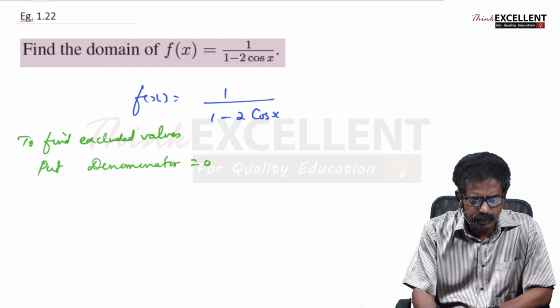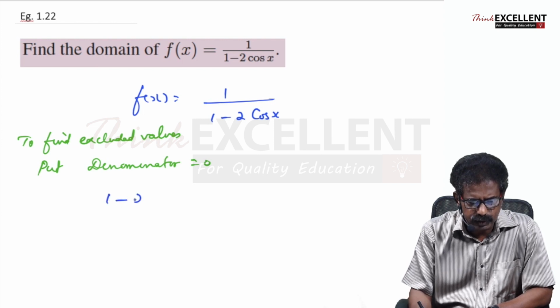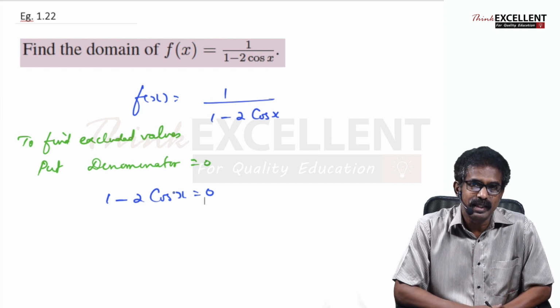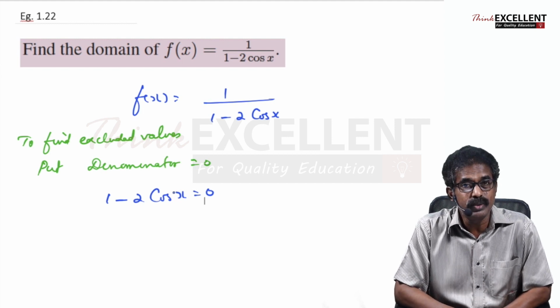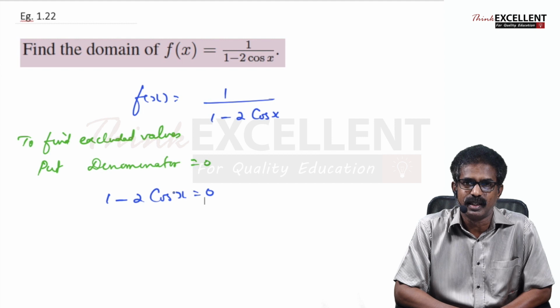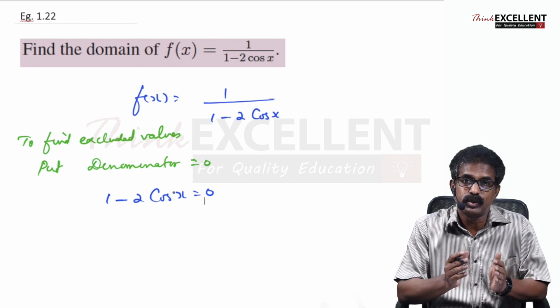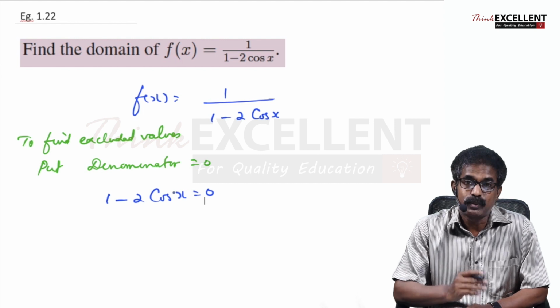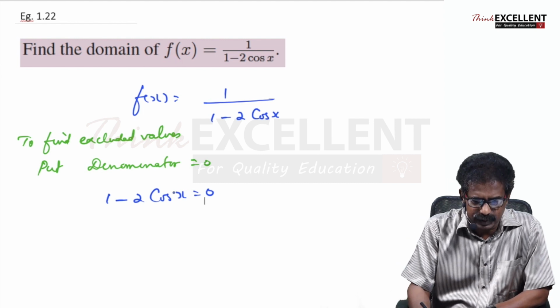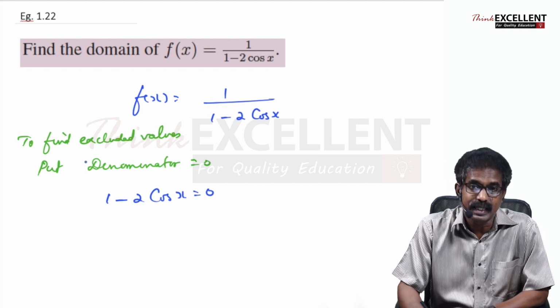So what is the denominator? 1 minus 2 cos x equal to 0. This is a trigonometric equation, right? So how to solve a trigonometric equation? In the previous video I explained some of the formulas I asked you to remember. So that only I'm going to use now. So please listen. I want to find x from here.